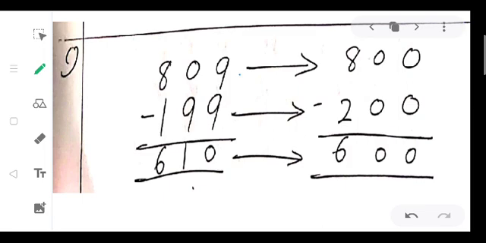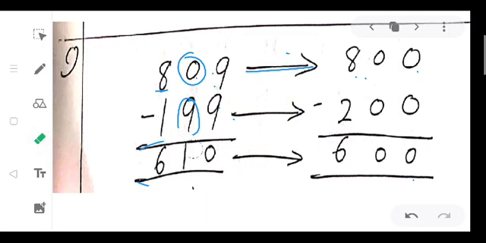Firstly, if you don't want to estimate every time, and you want to estimate only the difference, then simply subtract and then estimate the difference. And if you want to estimate the whole answer, the minuend and subtrahend also, then you will do it in this way. Compare it with 5, less than 5, so the 100 stays the same: 800. For 119, the tens place digit is greater than 5, so it goes up by 100, and it will round off to 200.